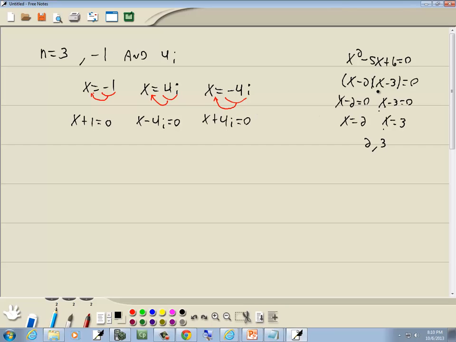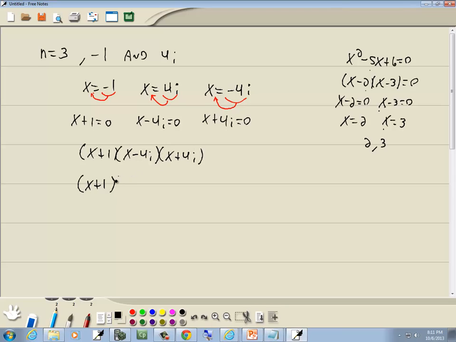Now, going from this step to this step, I put them next to each other, parentheses around them. So we'll have x plus 1 times x minus 4i times x plus 4i. And then going from this step to this step, we just multiply everything together. Now, the first part carries down, and we're going to multiply the last two parentheses together. The reason why is because these are conjugates. They both start with x, and they both end with 4i, but the sign in the middle is different.